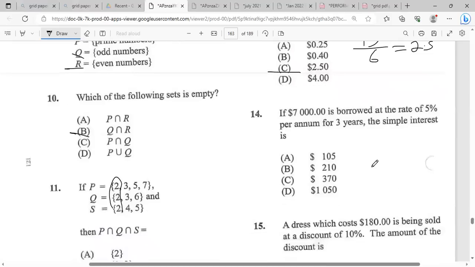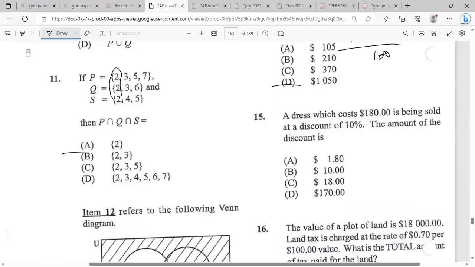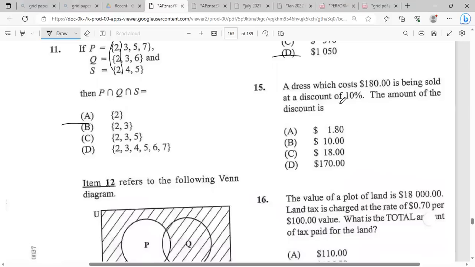$7,000 is borrowed at a rate of 5% per annum. The simple interest is, so simple interest is 7,000, which is the principal, times 5 times 3 upon 100. Can cancel. 7 times 5 is 35, that's 350 times 3. That's 1,050.